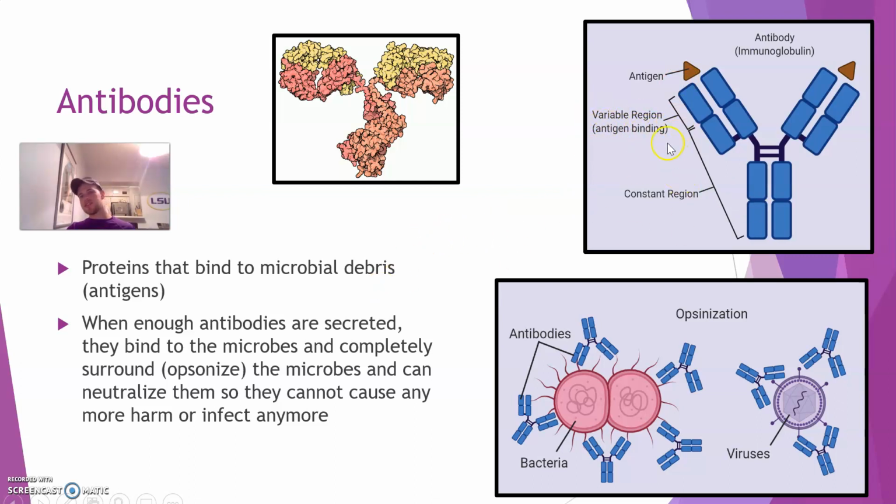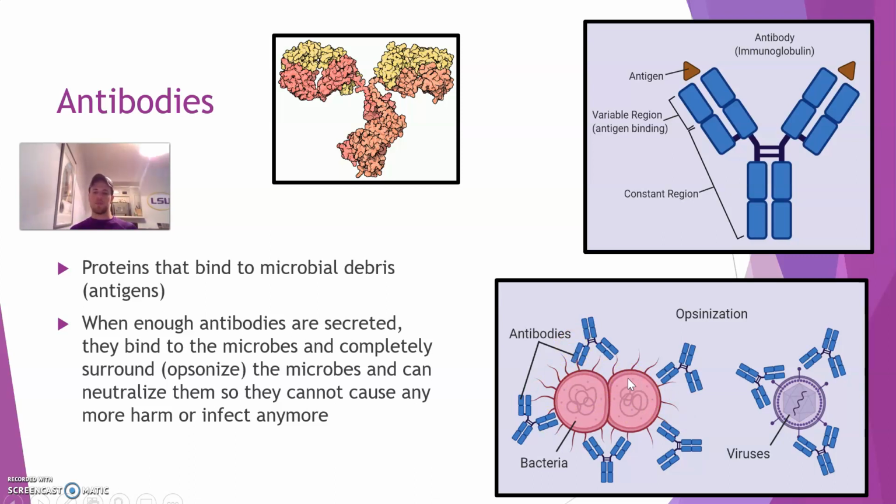Because they can bind these little components of the microbe, if you have a whole bunch of these antibodies recognizing a whole bunch of these antigens, these antibodies can actually bind to the microbe before it's even eaten by a macrophage or a neutrophil. These antibodies surround this microbe.